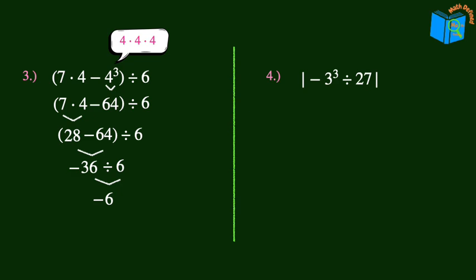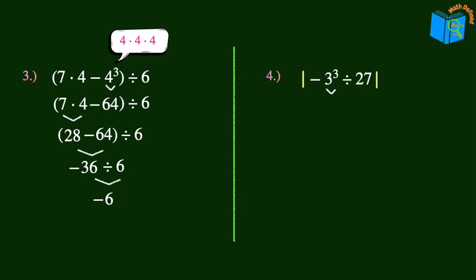Instead of parentheses, in problem number 4, we have absolute value bars, which is a grouping symbol similar to parentheses, but we have to remember that the value of anything inside absolute value bars will be positive. Following order of operations, we will simplify the exponent first. Here again, we see another negative sign, so we ask ourselves the question, what is the base?